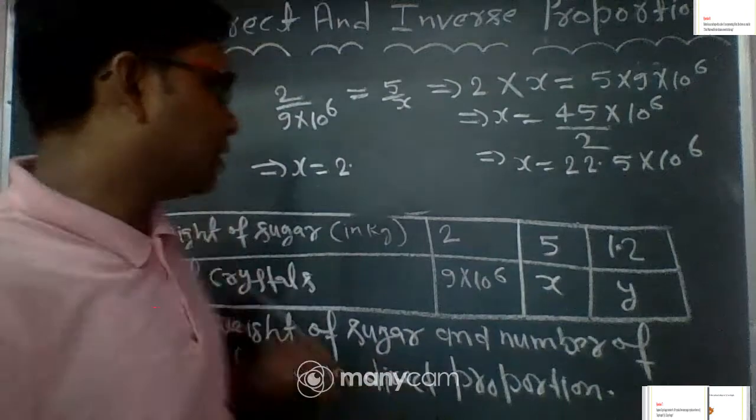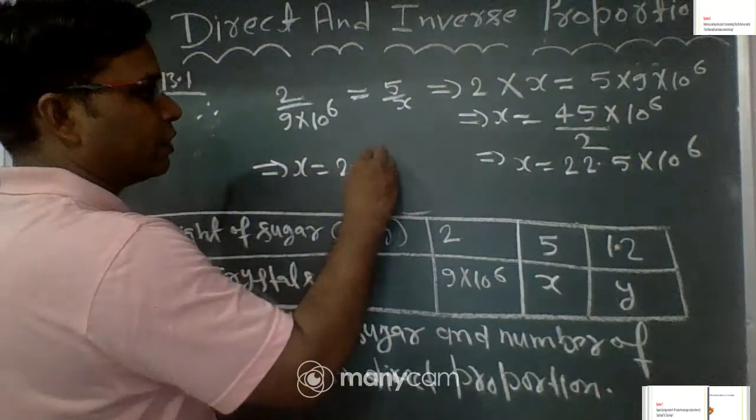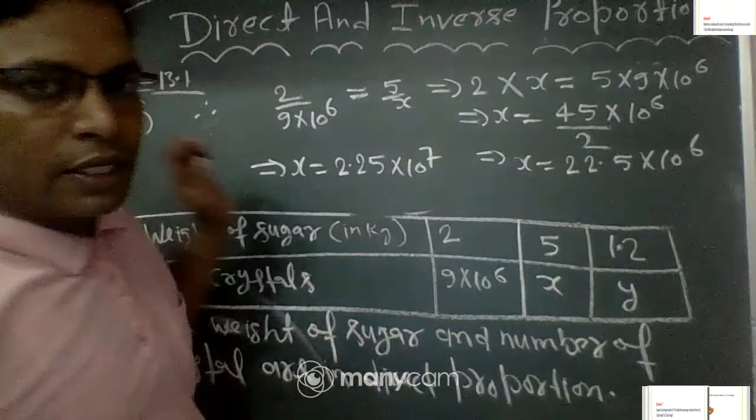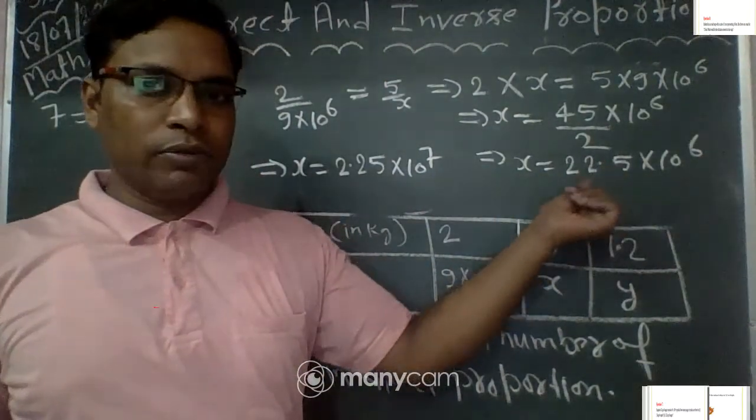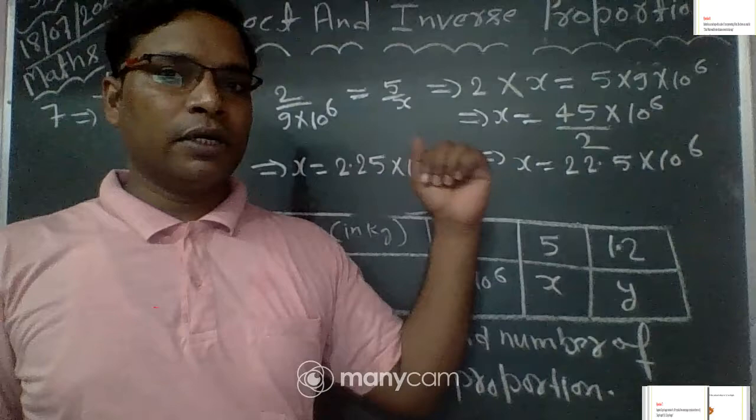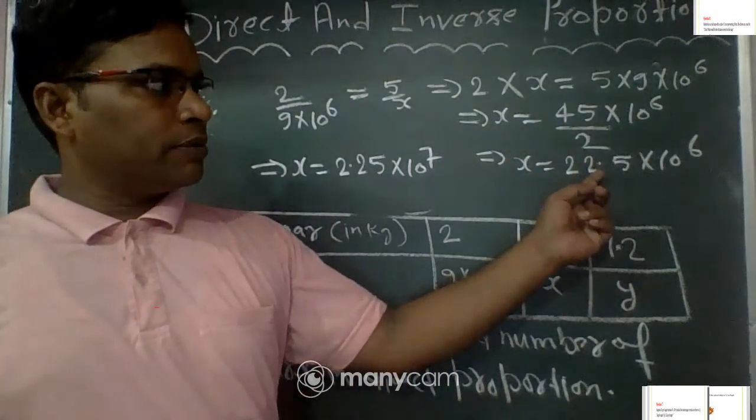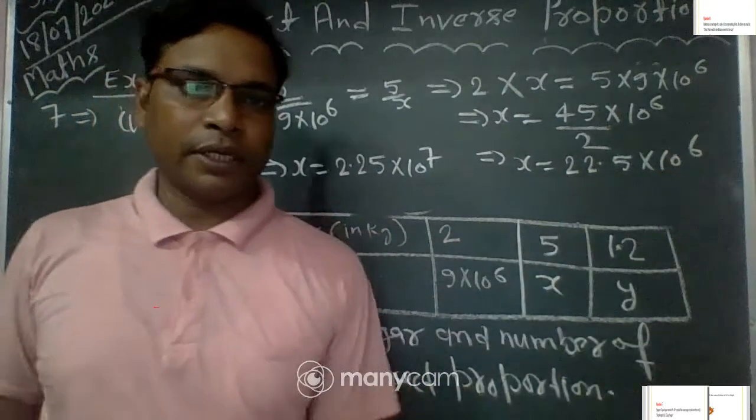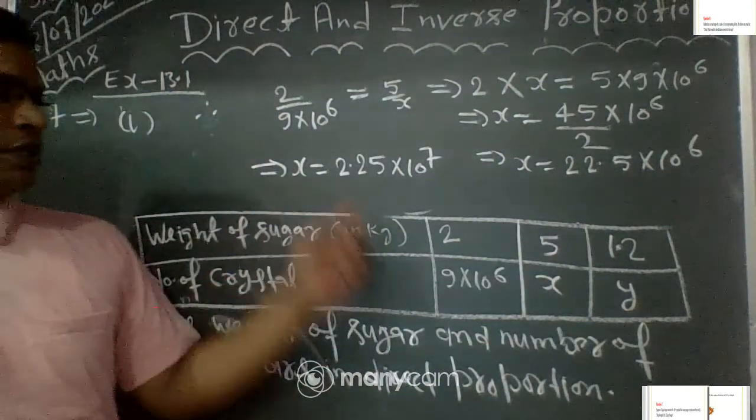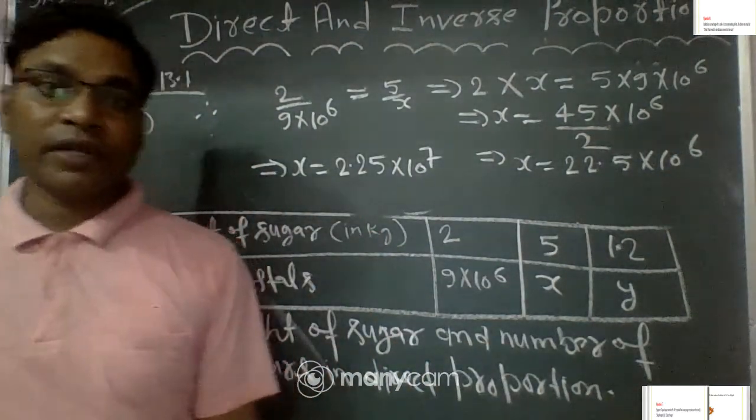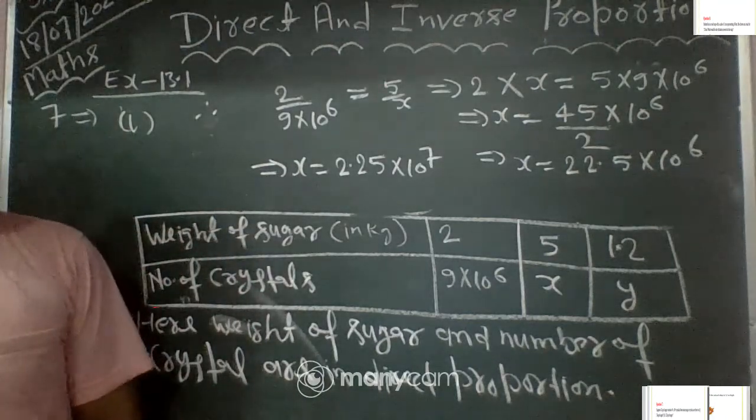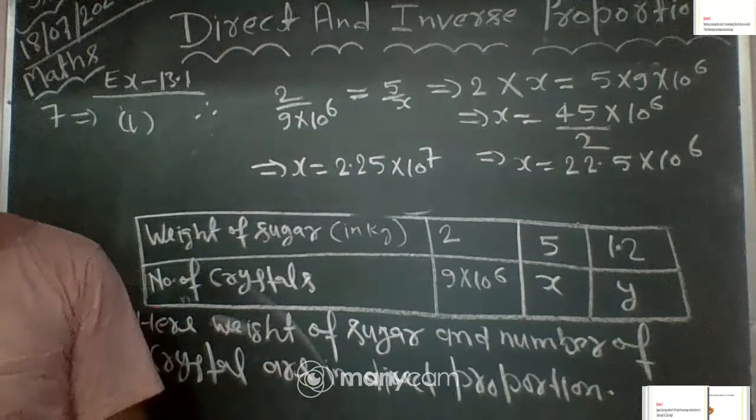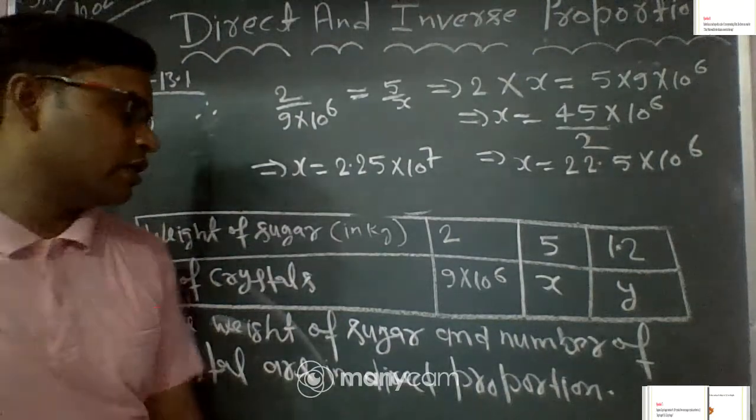Okay, so we have 2.25 into 10 power 7 because the decimal point moved one place to the left. So for one place to the left, we add plus 1 in the power of 10. Okay, so we obtain 2.25 into 10 power 7. So you can say this is the number of crystals in 5 kilo sugar.